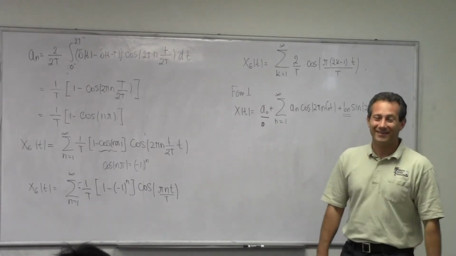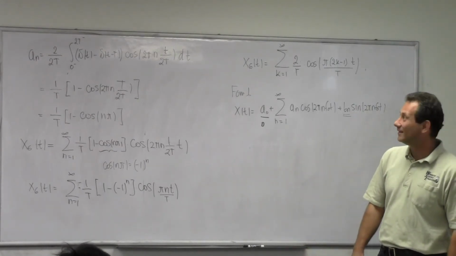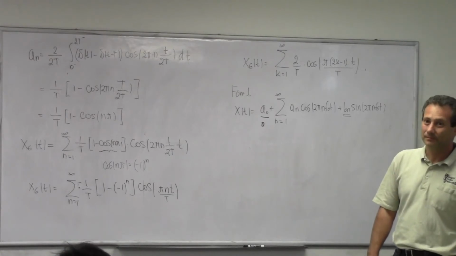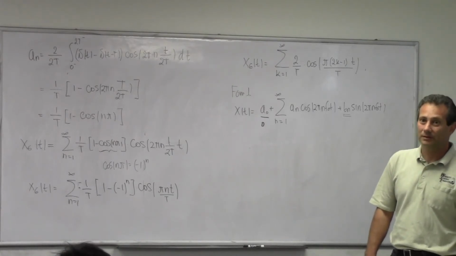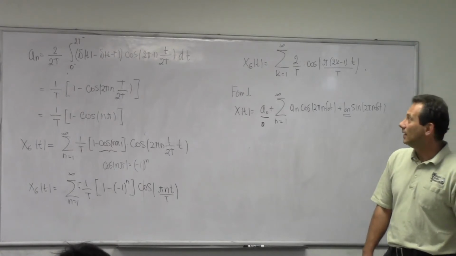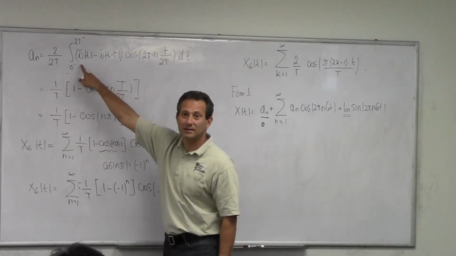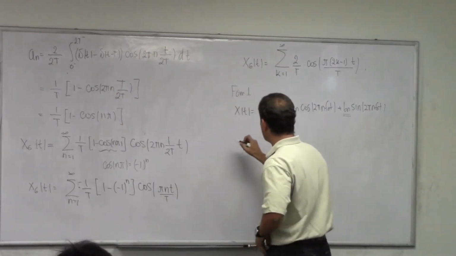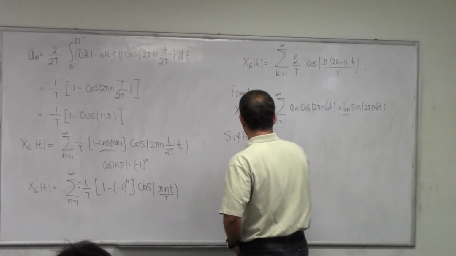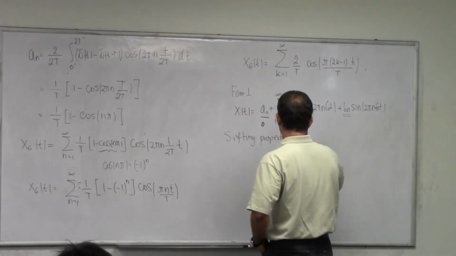Go ahead. On the definition of the impulse function, when t is equal to 0 it should be infinity. Correct. But at this point, why do you get it equal to 1? Because I'm not looking at the value of the function, I'm looking at the integral under the function. There is something called the sifting property of the delta function.